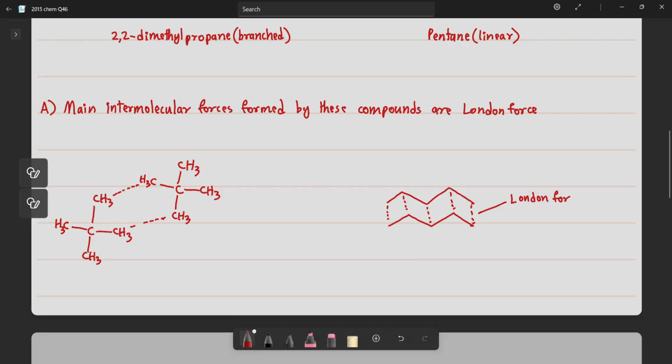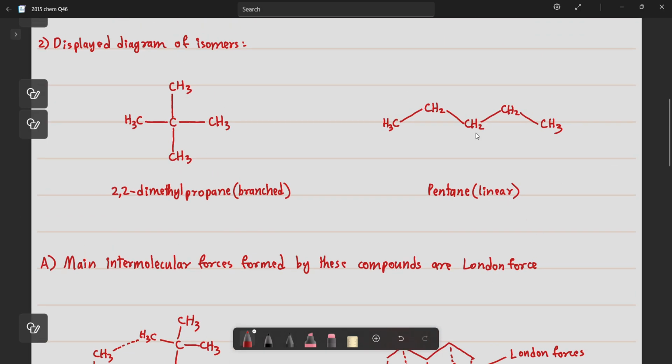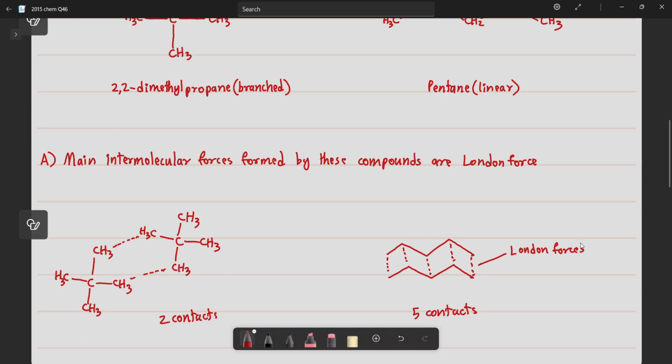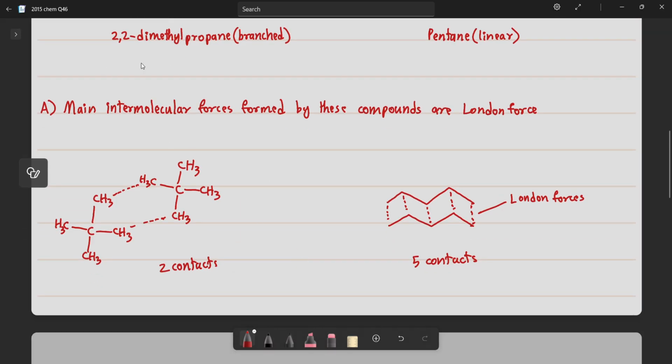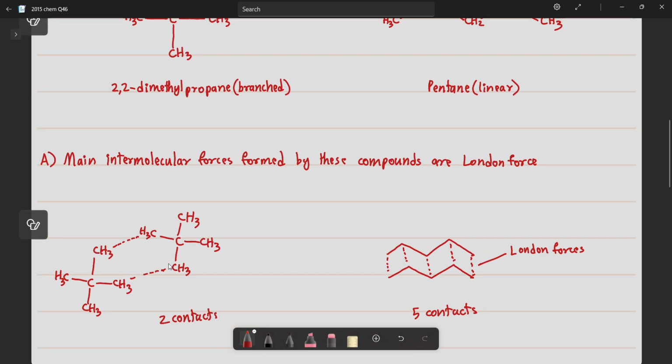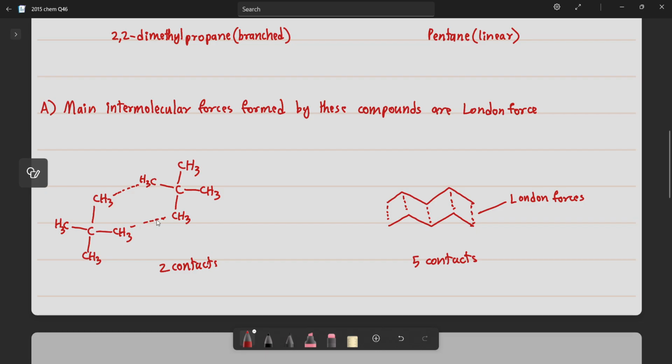London forces. So now we can clearly see that there are only 2 contacts formed here, but here we can see that there are around 5 contacts. So why is that? Because the pentane has a larger surface area, so it has more points of contact so that it can form more London forces with the other pentane molecules. Whereas this 2,2-dimethylpropane, since it's a highly branched molecule, can only form very limited contacts with other 2,2-dimethylpropane.